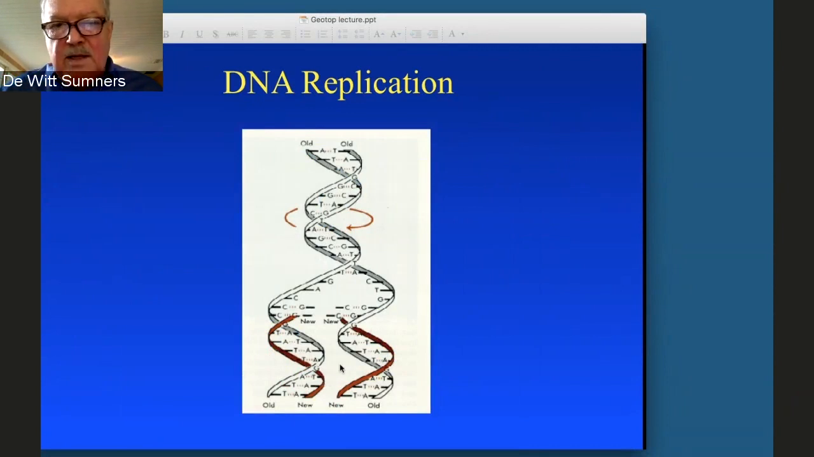To replicate, a replication fork comes along, breaking the hydrogen bonds, and each of the backbone strands then becomes a template for the original parental molecule. But it's clear that because the templates themselves are interwound, the daughter molecules will themselves become interwound and give you problems if you need to separate them.